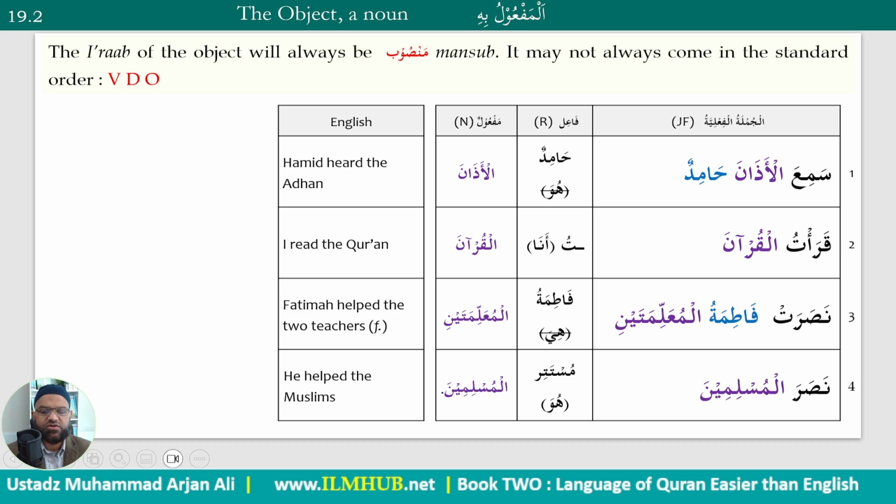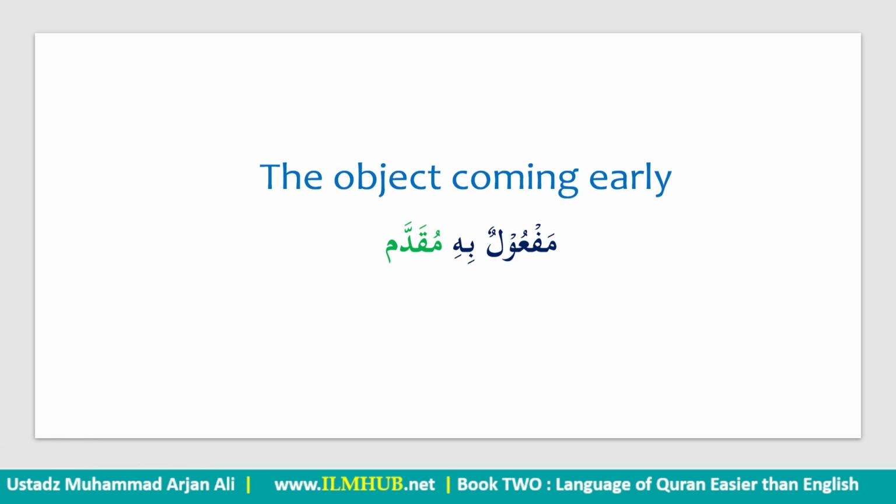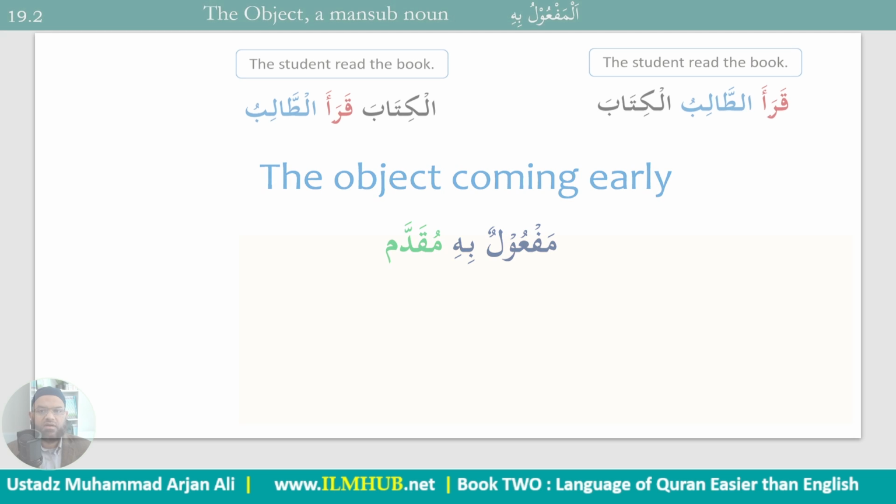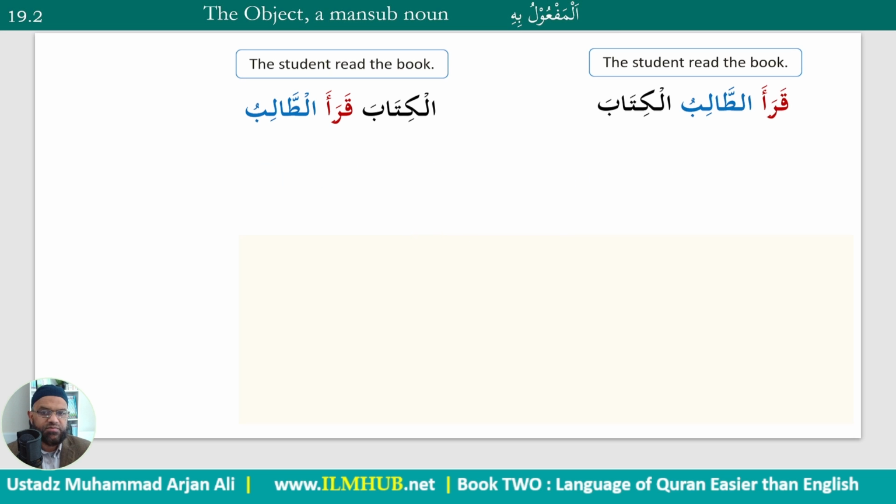We've looked at the doer and the object being in different positions in the sentence, in terms of order. We're going to look now at a situation where the object comes first. So the object coming early: maf'ulun bihi muqaddam. If you look at the 2 examples on the screen, both of them are translated exactly the same in English. I'm sure, alhamdulillah, by now you know that this is rafa and this is nasab.